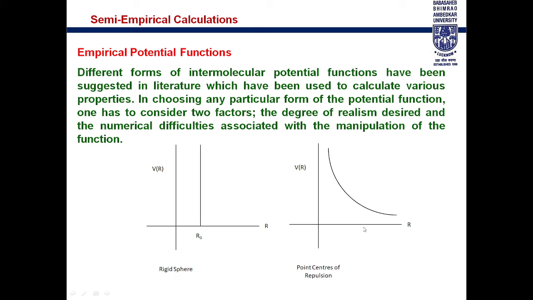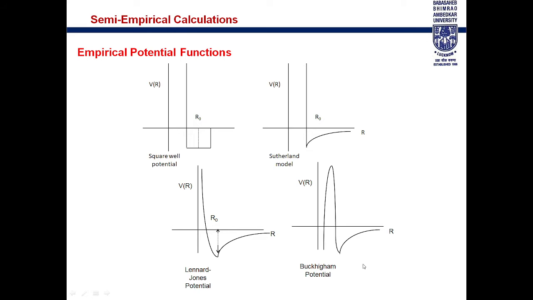Here the first function shows the rigid sphere and the second is the point center of repulsion. Square well potential is represented in this figure. Sutherland model is also represented here, which is a modified square well potential. Then comes the Lennard-Jones potential, which is further modified by Buckingham.